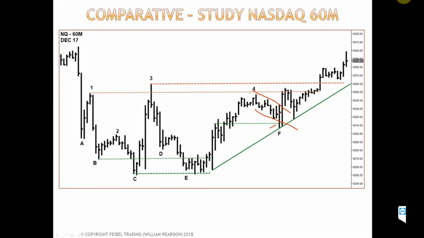We're unable to react from resistance here, and we have strength behind us. We have good demand. We have good demand, and we're at this support level. So this becomes a high odds trade.